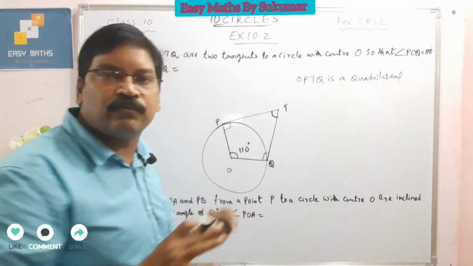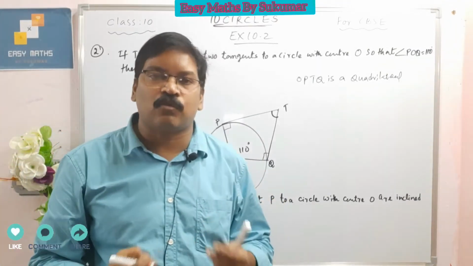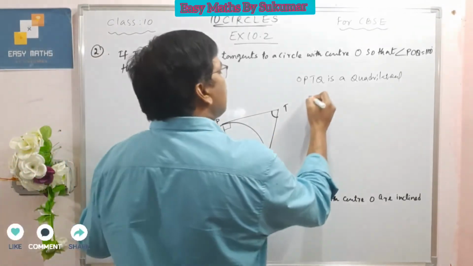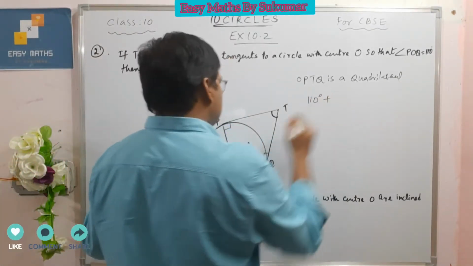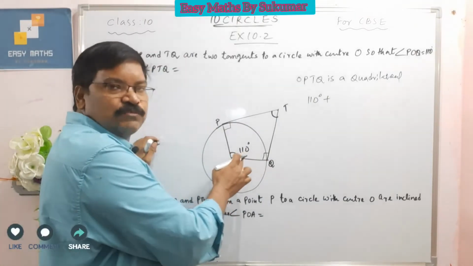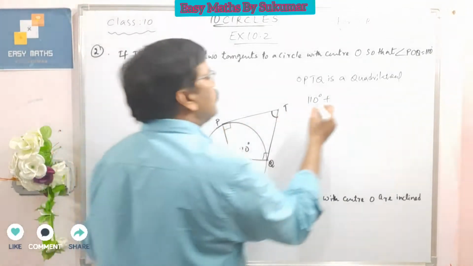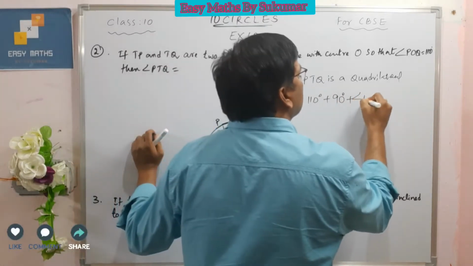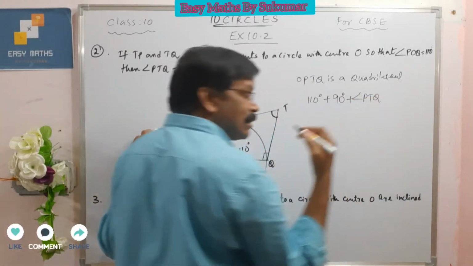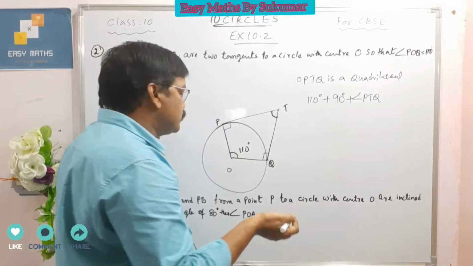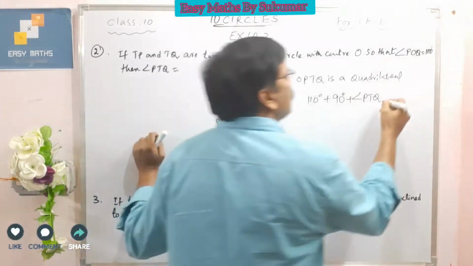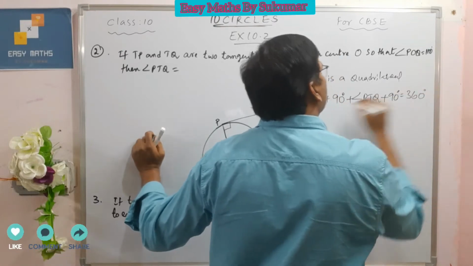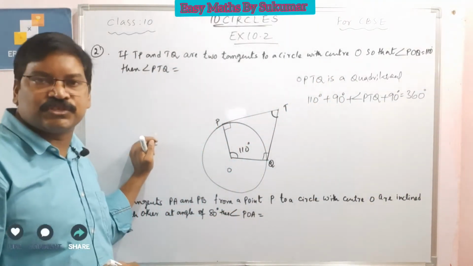Therefore, the sum of the four interior angles of a quadrilateral is 360 degrees. That means actually this angle POQ is 110 degrees. Angle P is 90 degrees. And angle PTQ is unknown, that only we have to find here, and this angle Q is 90 degrees, again 90. The sum of all these four angles is equal to 360 degrees.